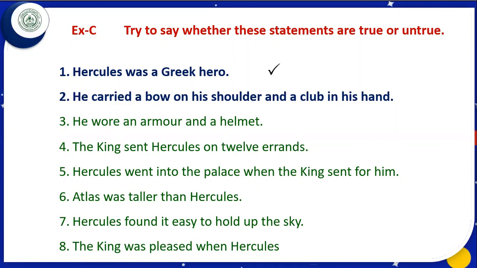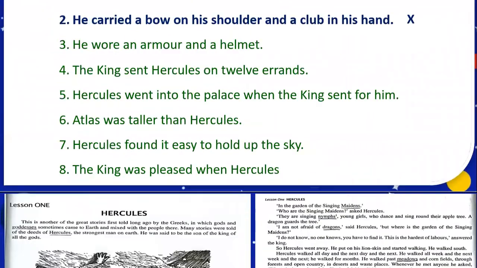What do we do when a part is untrue? Oh yes, we'll put a cross here. Let us move to the next part. He wore an armor and a helmet. Did he wear an armor and a helmet? Let us look in the lesson.